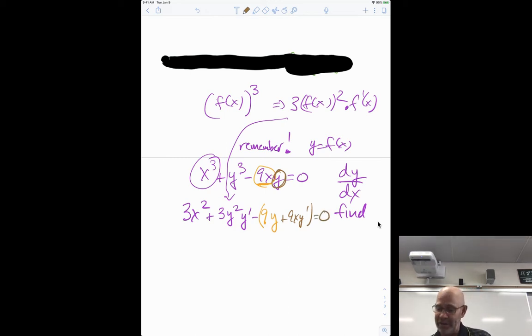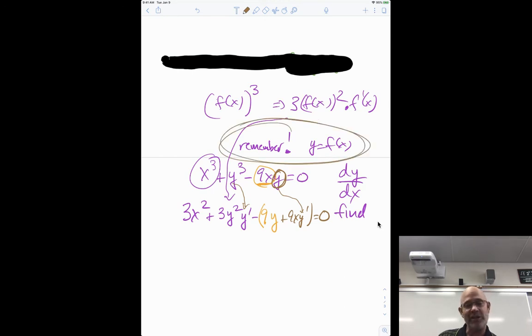Notice every time there's a y prime that goes along with it. That will always happen. Got to remember this. It's a little bit weird at first, but if you just keep in mind that every y is some function of x, you have to do the chain rule every time you see that y. And after this, it's just a big, gigantic algebra equation, which is trying to find y prime.